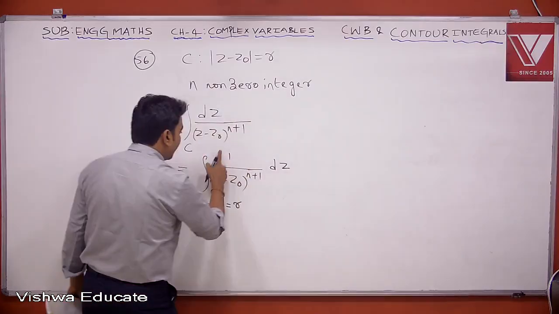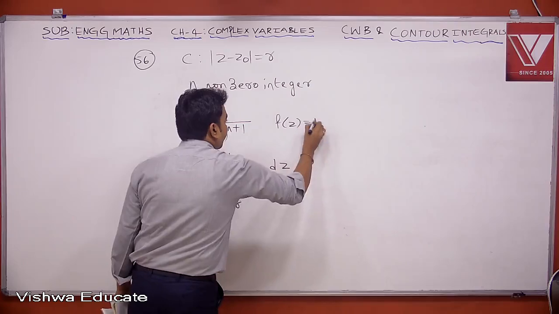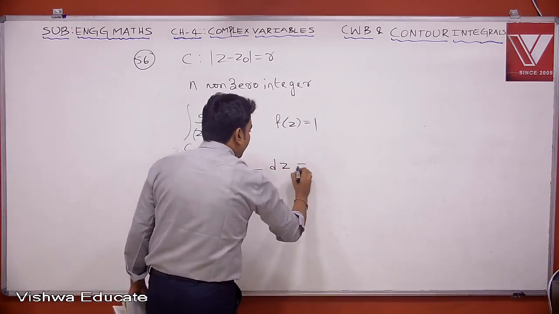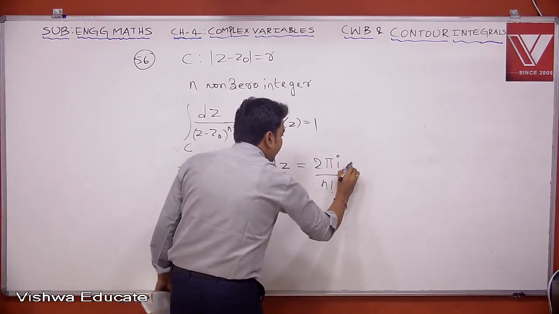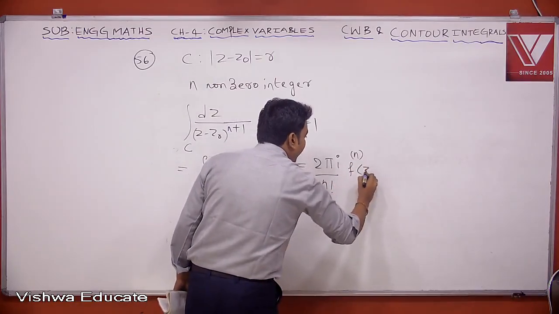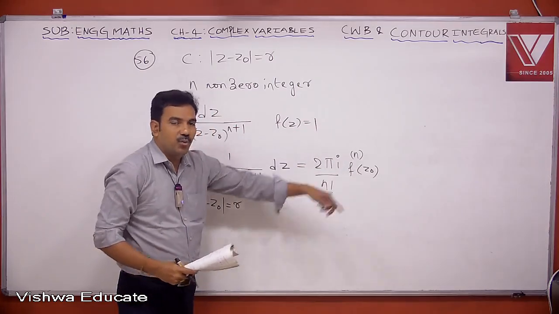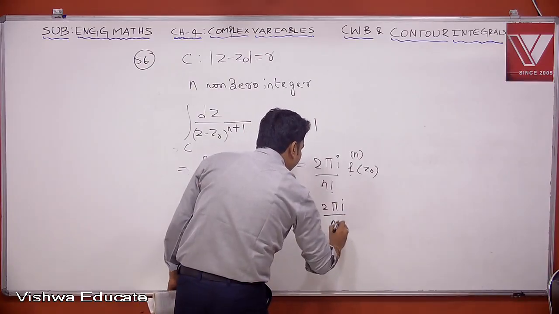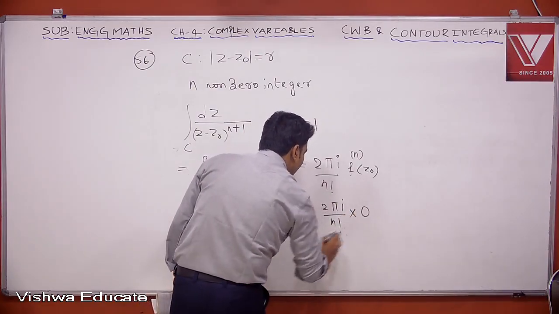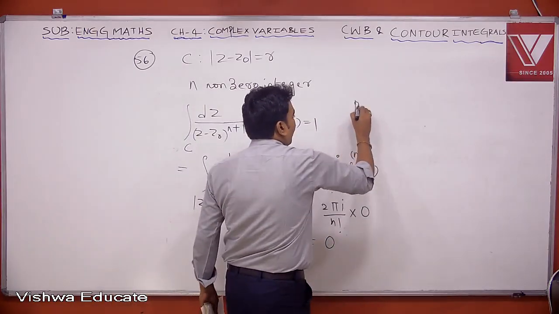So here what is f of z? f of z is 1, a constant function, in the numerator. So by Cauchy's integral formula, this is 2 pi i by n factorial into the nth derivative of f at z0. But this is a constant function, its derivative is 0. So therefore this is 2 pi i by n factorial into 0. So the value of the contour integral is 0. So option B is the right answer.